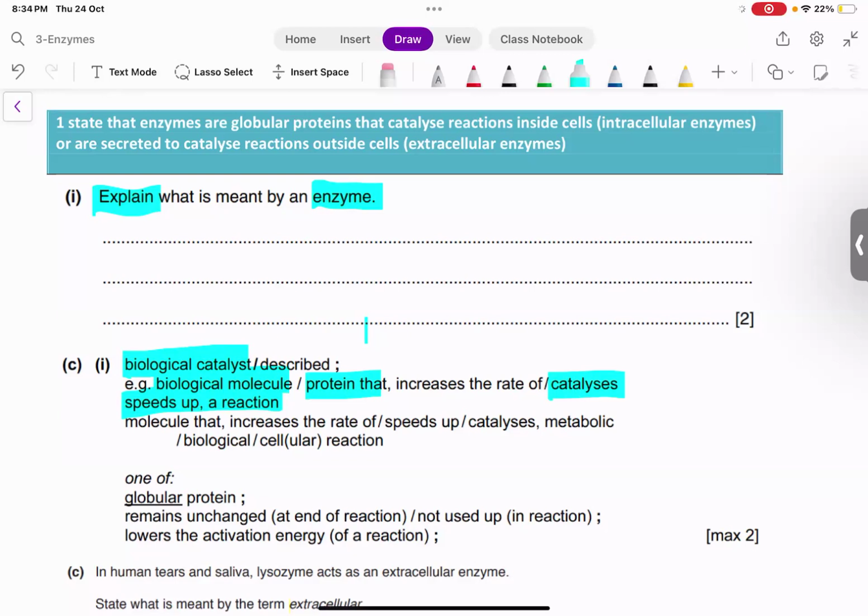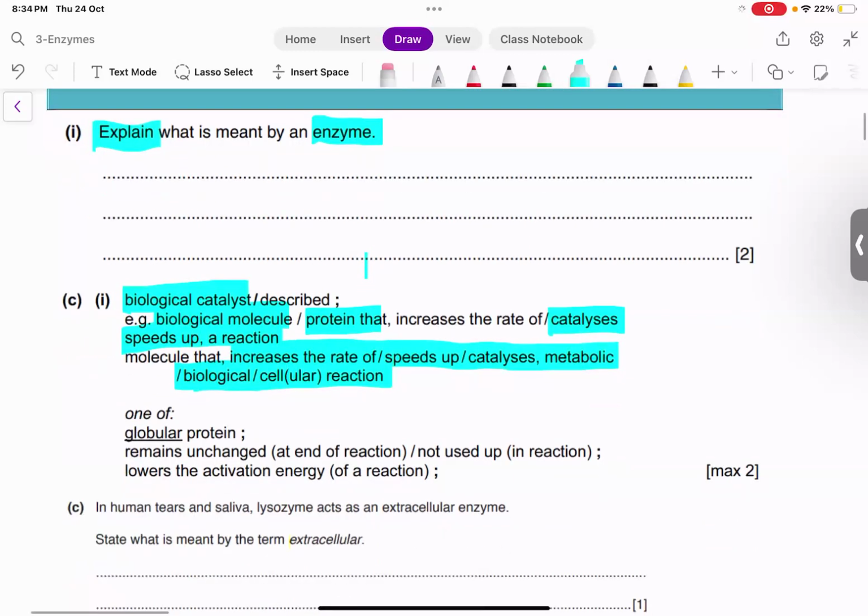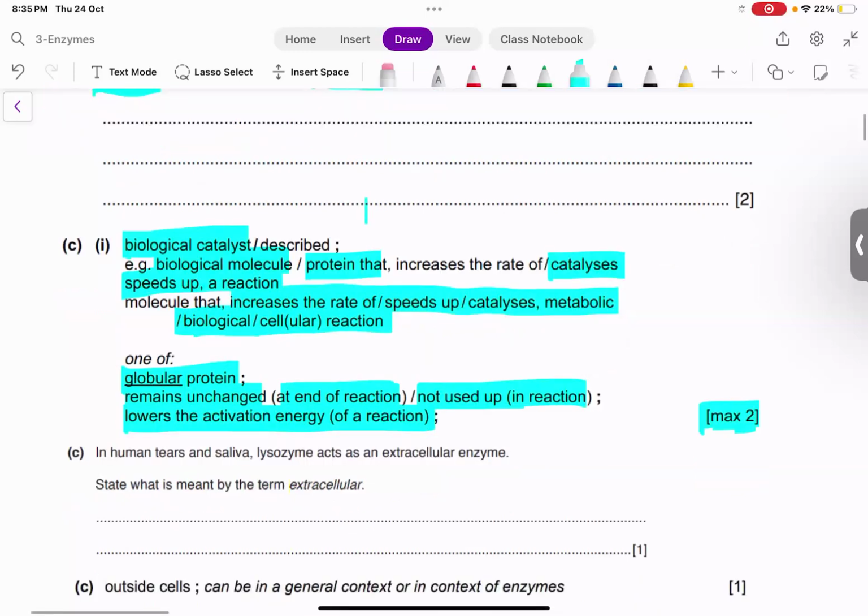So they increase the rate or the speed of a metabolic reaction or that of a chemical reaction that takes place in the cells, or the biological or cellular reactions. Or you can say these are globular proteins, and they remain unchanged at the end of a reaction. Okay, they are not used up, so they can be reused, and they lower the activation energy. So you can write two of these points, but there are many points that could be used to describe and explain this enzyme.